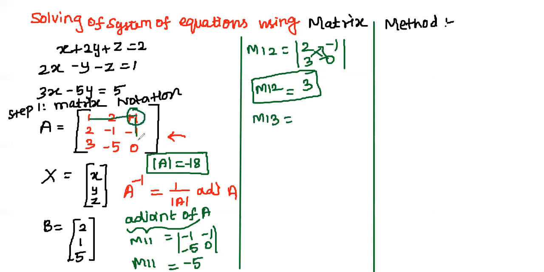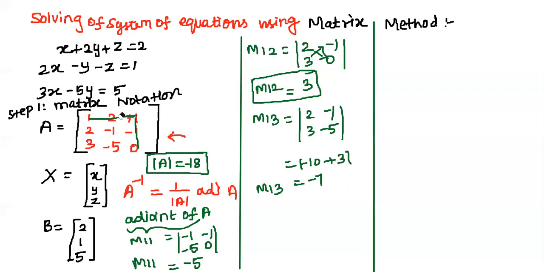And then M13. Cut its row and column. You will be getting 2, minus 1, 3, minus 5. So that will be minus 10 and plus 3, which is minus 7. Can you tell me what is M21 and M22?